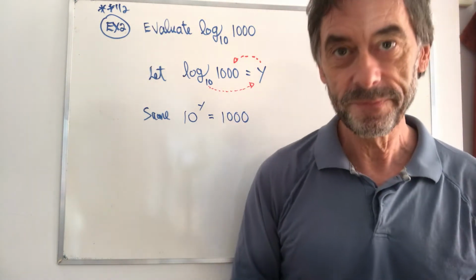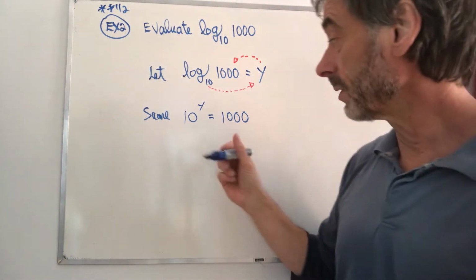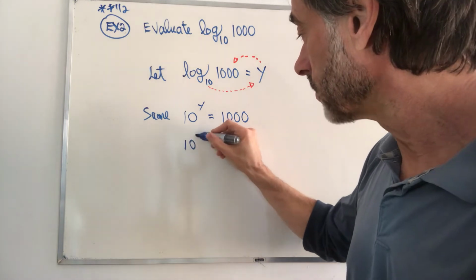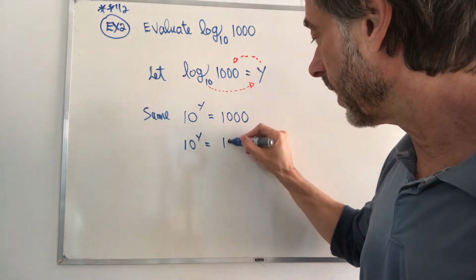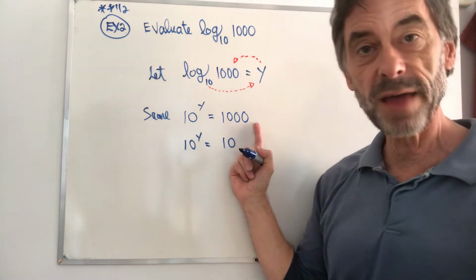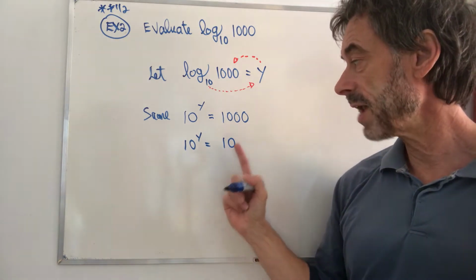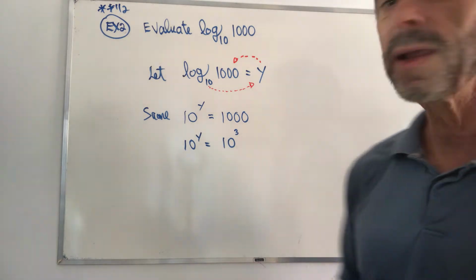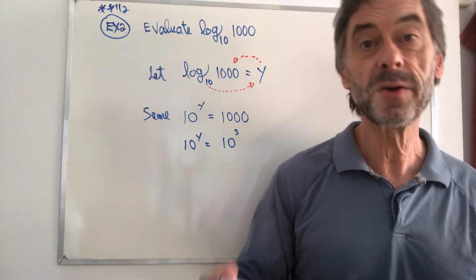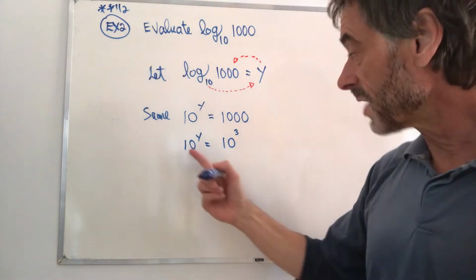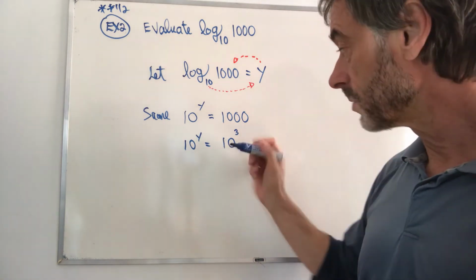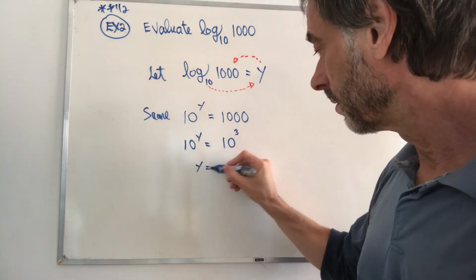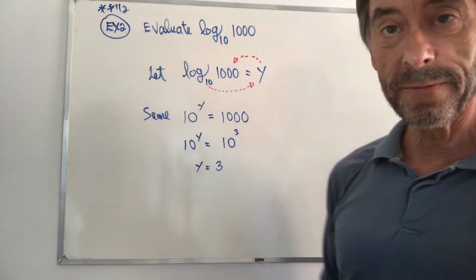1,000. Yep. So we know that we will be successful solving this if and only if we are successful writing 1,000 as a power of 10. Well, there are 3 zeros. 10 to the 3, as a matter of fact. 10 times 10 is 100, times 10 is 1,000. Same base, 10, so the exponents must be the same. But once again, what is y?